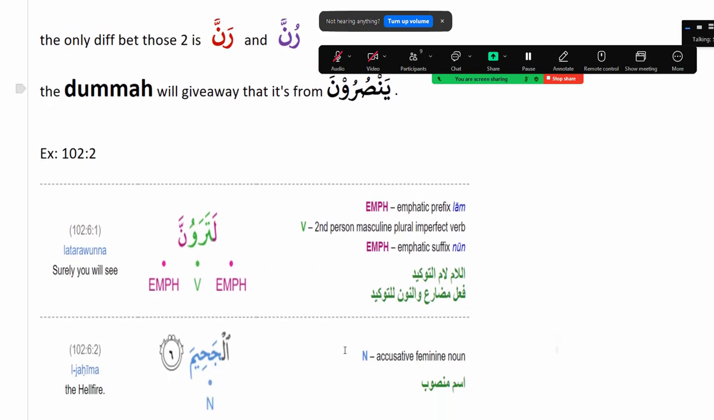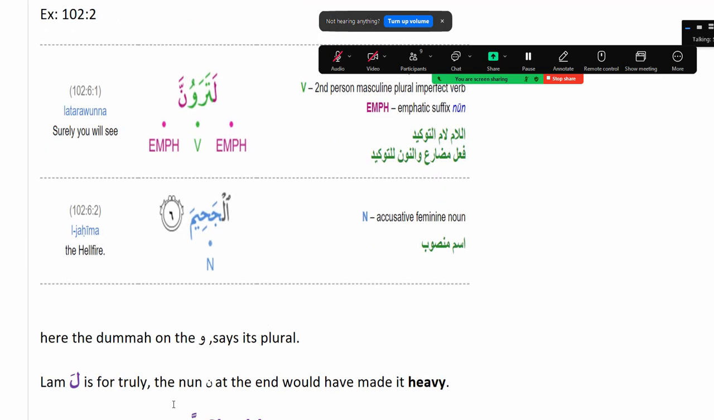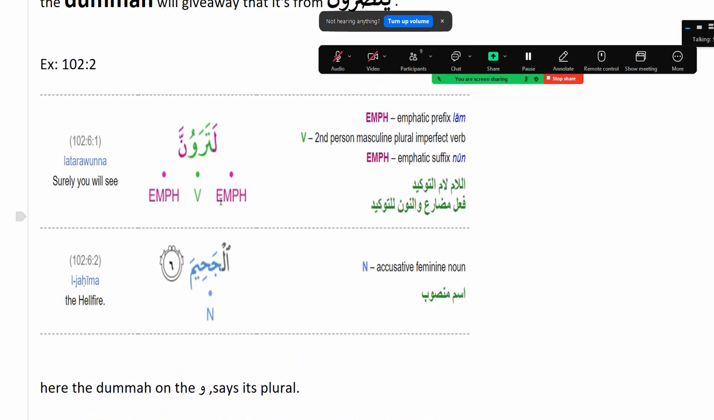Okay? Let's take an example. La tarawunna al-jahim. So here we have lam of emphasis and noon of emphasis. Surely, definitely, definitely, you will see the hellfire. Allahumma la taj'alna minhum. May Allah not make us among them. Right? So Allah subhanahu wa ta'ala is putting a lot of emphasis in this ayah that surely, definitely, definitely, you will see the hellfire. Right? La tarawunna al-jahim. Here, the dhamma on the waw says it is plural, right?